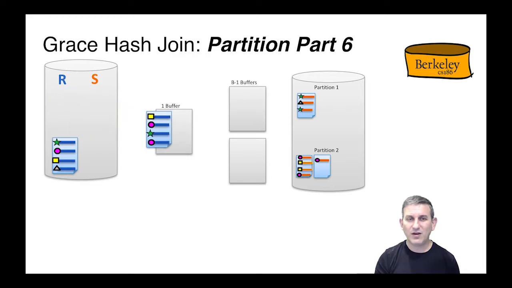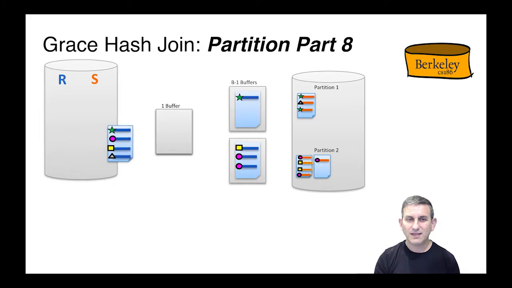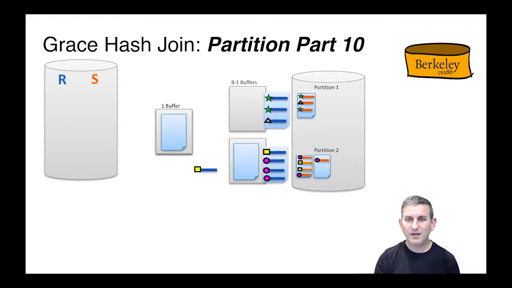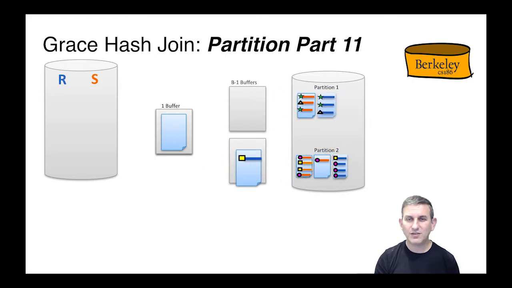Now we'll do the same thing for R. We read one page in. We use the same hash function to partition it. So the stars go to the top and the squares and circles go to the bottom. Get the second page of R, partition it, and we write our outputs to the matching partitions of R that go along with the partitions of S.